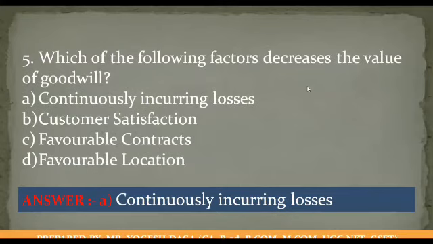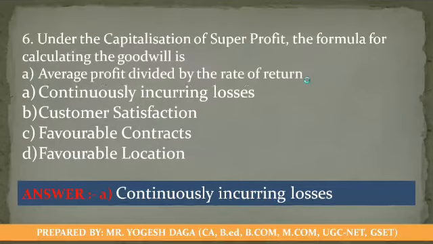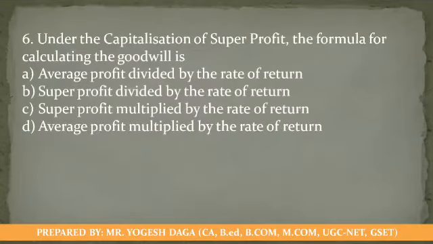Moving towards the next round, students, it's question number 6. Under the capitalization of super profit, the formula for calculating the goodwill is, among the four options given on the screen: A, average profit divided by the rate of return. B option, super profit divided by the rate of return. C option, super profit multiplied by the rate of return. And the D option, average profit multiplied by the rate of return. So students, you are required to choose the perfect answer.